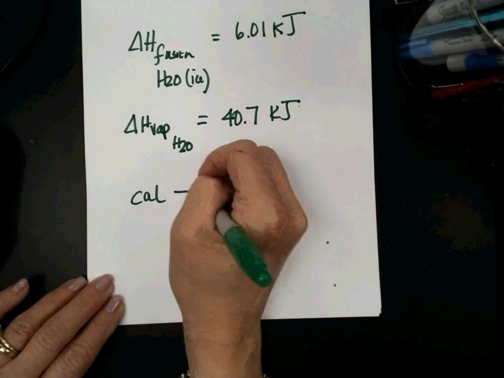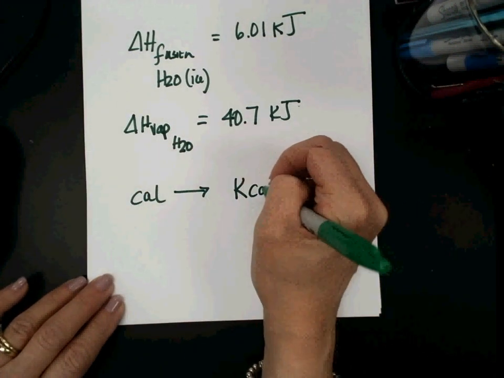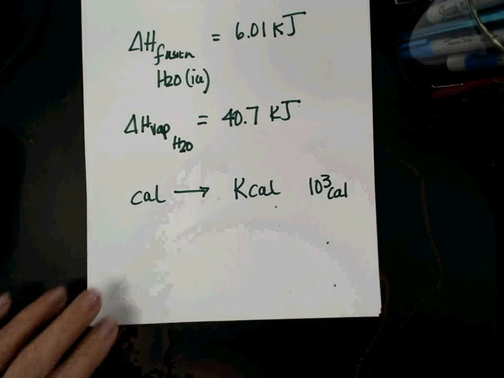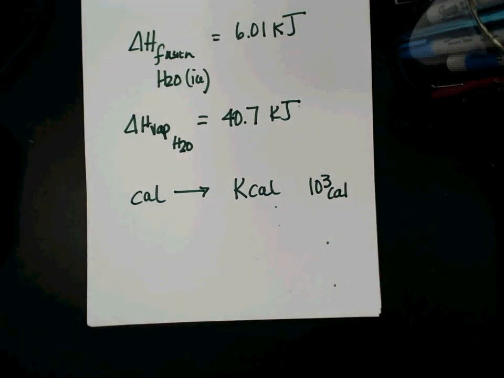Lots of times this calorie, you will see it as kilocalories, which would be 10 to the third calories. So it's the same simple conversion that we do with all the other stuff. Sometimes, especially if you're in a place where they use the metric system full time, you'll, instead of seeing calories, you'll see kilocalories on things listed.